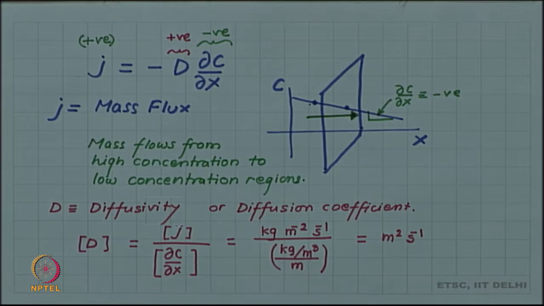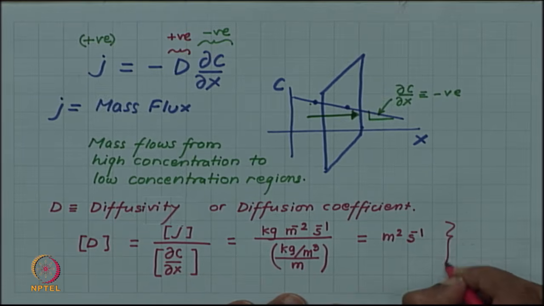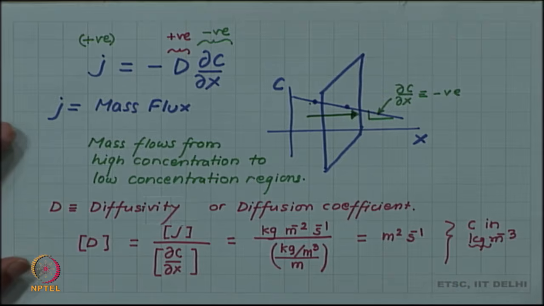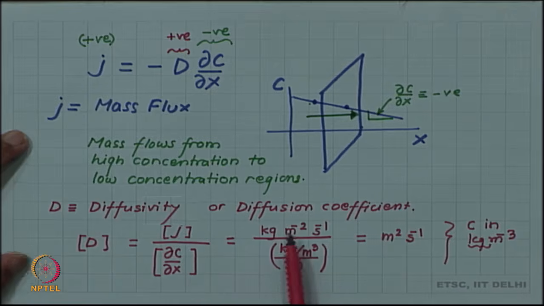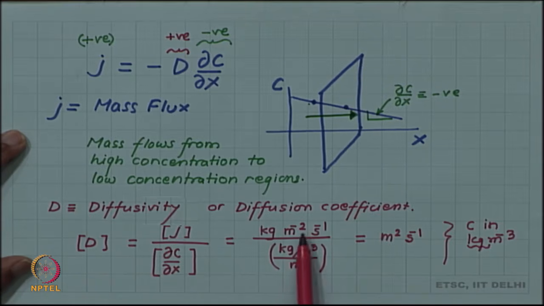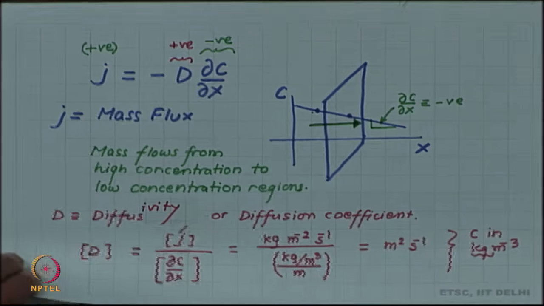So, we insist concentration to be in kg per meter cube. Of course, kg is not essential, it can be moles per meter cube, but then the flux should also be in moles per meter square. So, the unit of mass in flux and the unit of mass in the concentration should be consistent. If this is mole, this also should be mole, if this is gram, that should also be in gram, and so on.